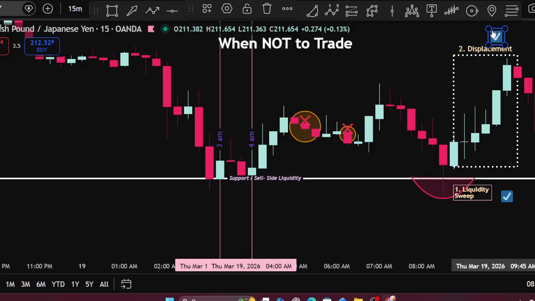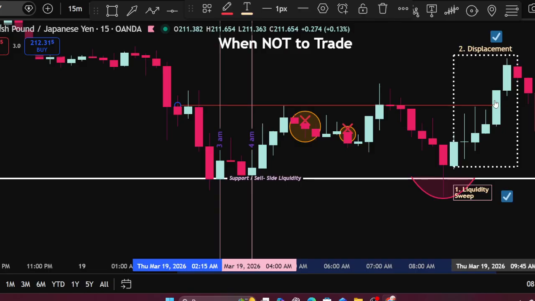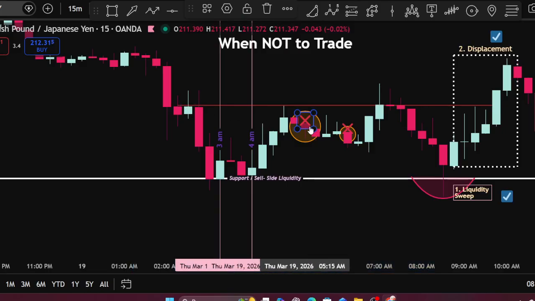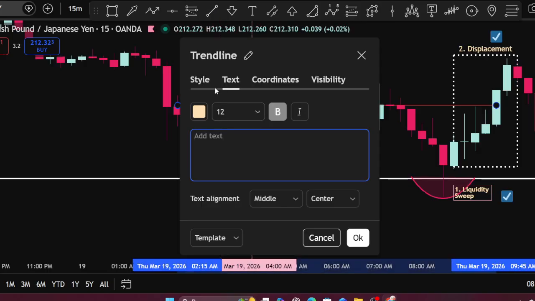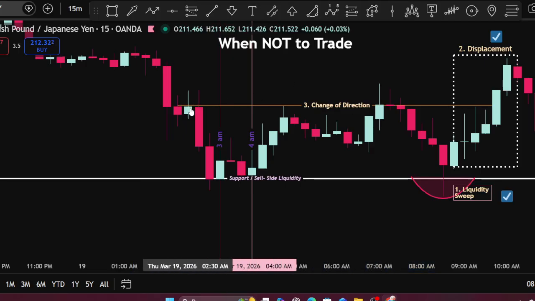Now our next look is for change of direction. Did we have that change of direction from the last bullish candle? Let's see. We did. I'm going to take these away so you won't be distracted by this. So we did have our change of direction, from this candle to this candle. It closed above.